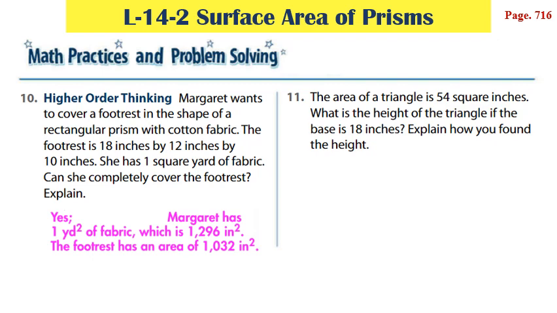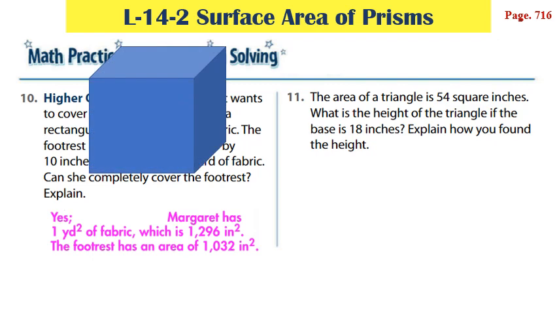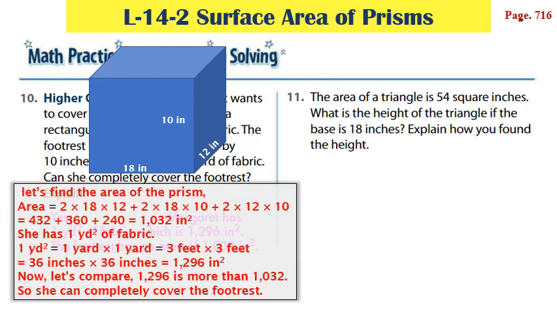Great. Look at the figure on the right. The footrest will look like this. The rectangular prism has 6 faces, of which the bottom and top faces are the same. Front and back faces are the same. Also, the 2 side faces are the same. So a rectangular prism has 3 pairs of similar faces. Now, let's find the area of the prism. Area equals 2 times 18 times 12 plus 2 times 18 times 10 plus 2 times 12 times 10, equals 432 plus 360 plus 240, equals 1032 square inches.